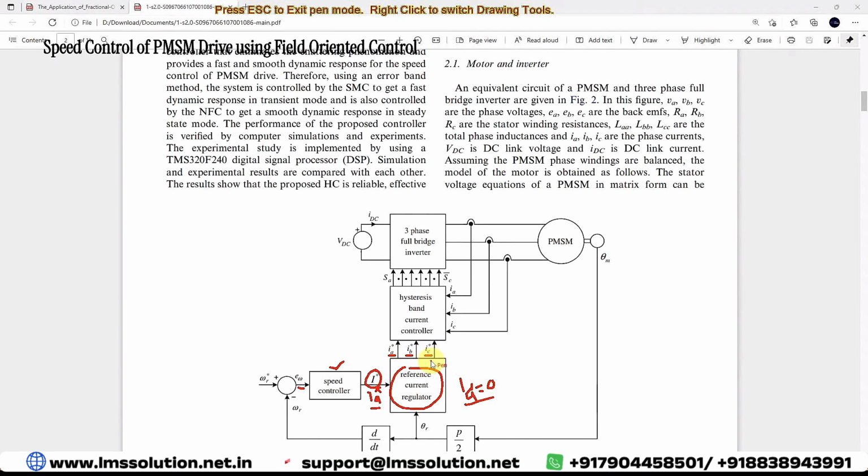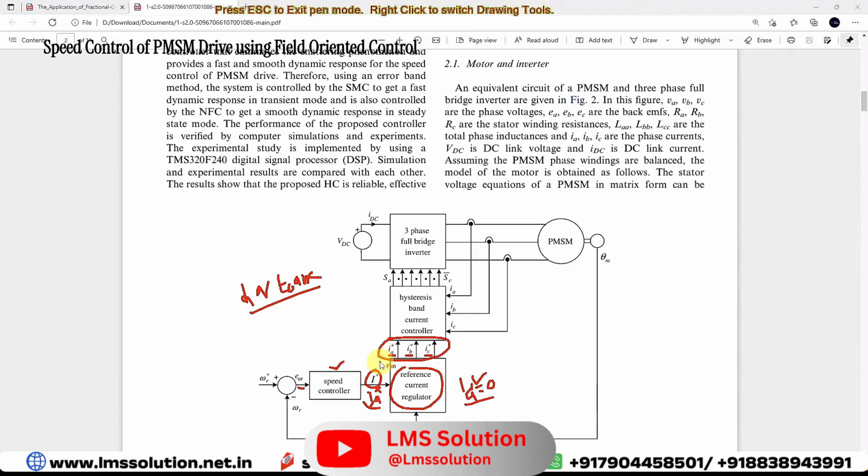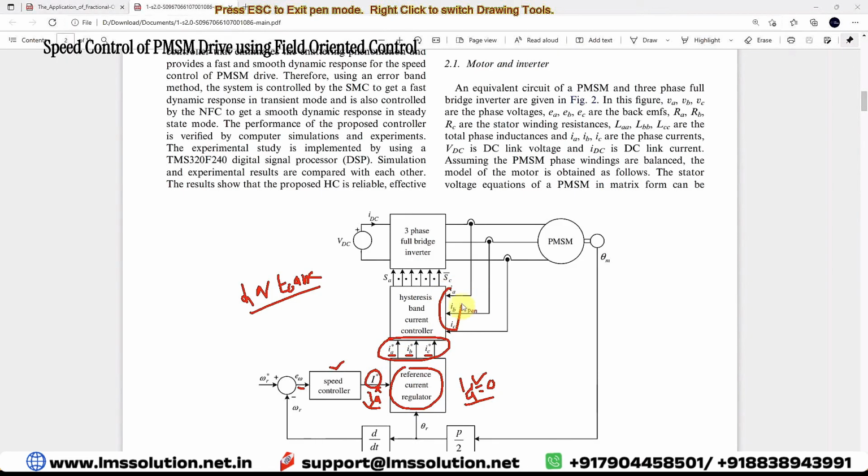This can be generated by means of DQ to ABC conversion. Based upon the values IQ star and ID star, you have to use the transformation DQ to ABC conversion. By using this conversion we generate IA star, IB star, IC star, which are considered as the reference currents. These reference currents are compared with the PMSM stator current. You have to measure the stator current and compare it with IA star, IB star and IC star, and then it is processed with the hysteresis band current controller.